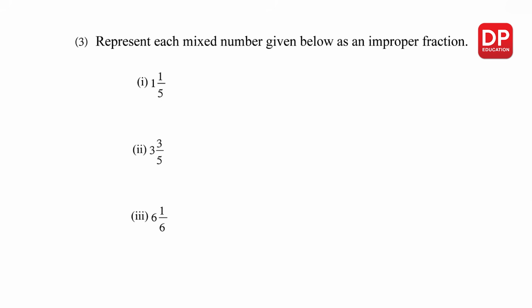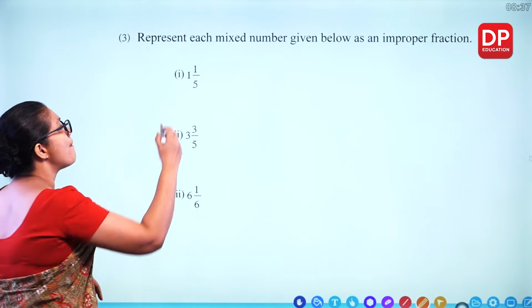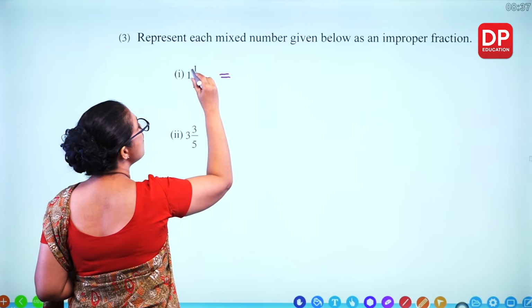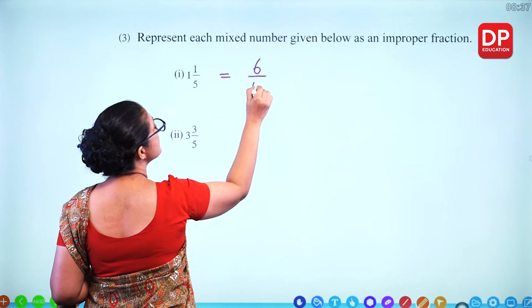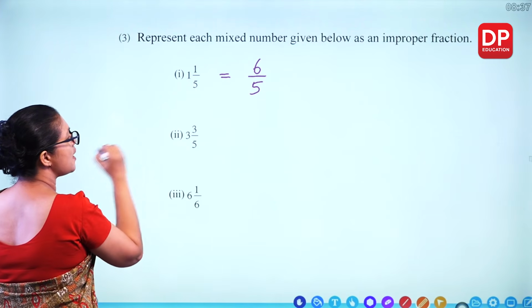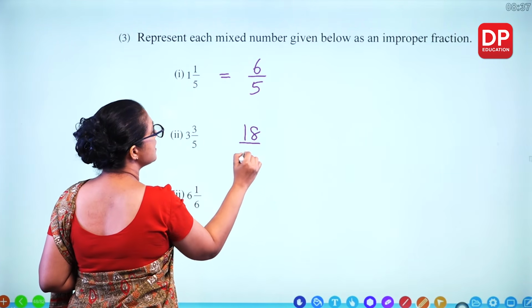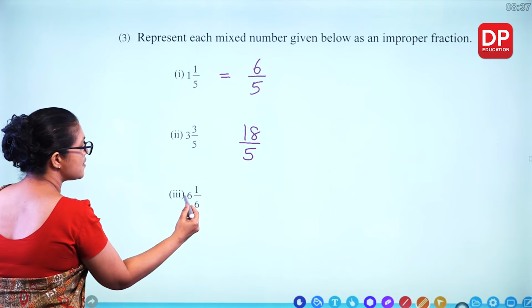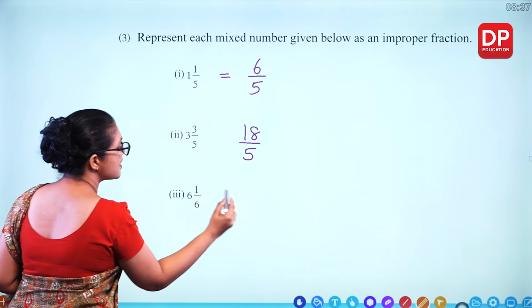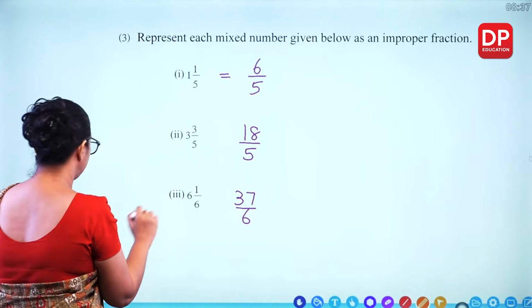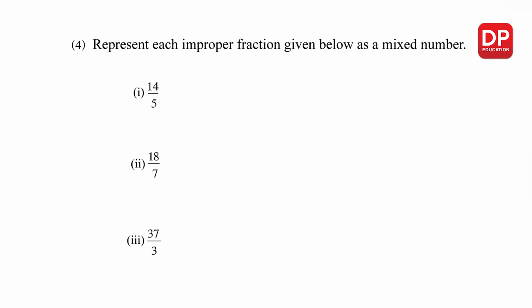Represent each mixed number given below as an improper fraction. So what's the method? Multiply and then add. 5 times 1, 5. 5 plus 1, 6. 5 times 3, 15. 15 plus 3, 18. 6 times 6, 36. 36 plus 1, 37.